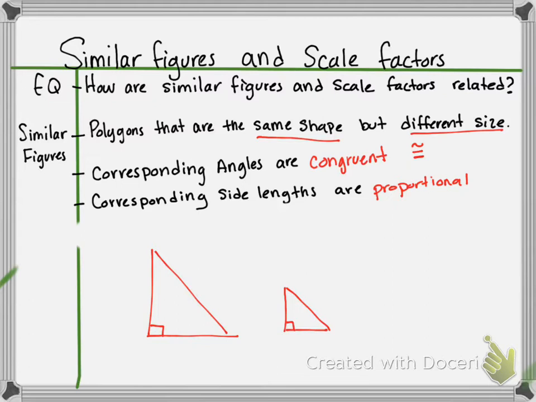So basically what it says, angles like this angle and this angle, they would be the same, right? And then this angle and this angle, they would be the same, right? Because this angle right here is 90, and obviously that one would be 90 as well. But the side lengths are not going to be the same. They're just going to be proportional.